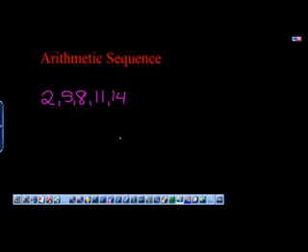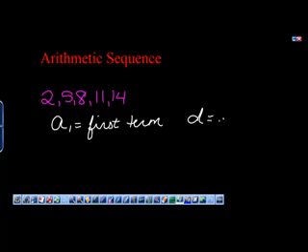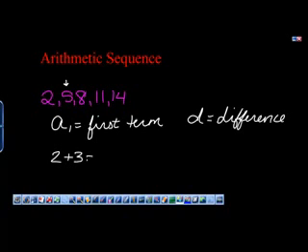To figure out a certain term from a sequence, we can use a formula. Starting with the first term, which we will call A or A1, and D, which we just discussed, stands for our common difference. We know that to get our second term, in this case 5, we need to take 2 plus our common difference of 3, we get 5. So now we know that A2, our second term, equals A1 plus our common difference. What if we wanted our third term?